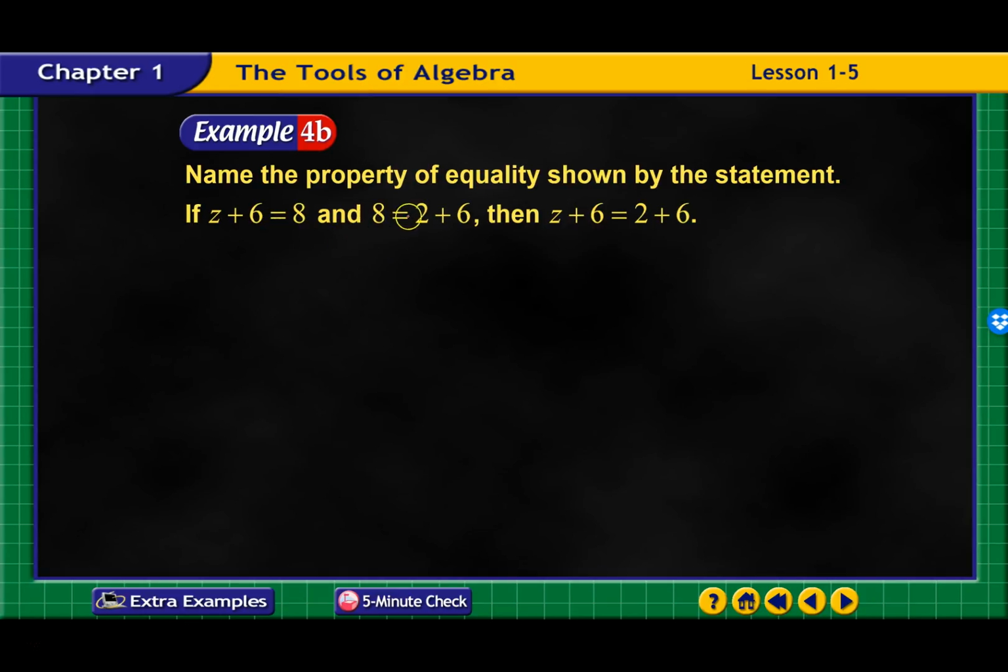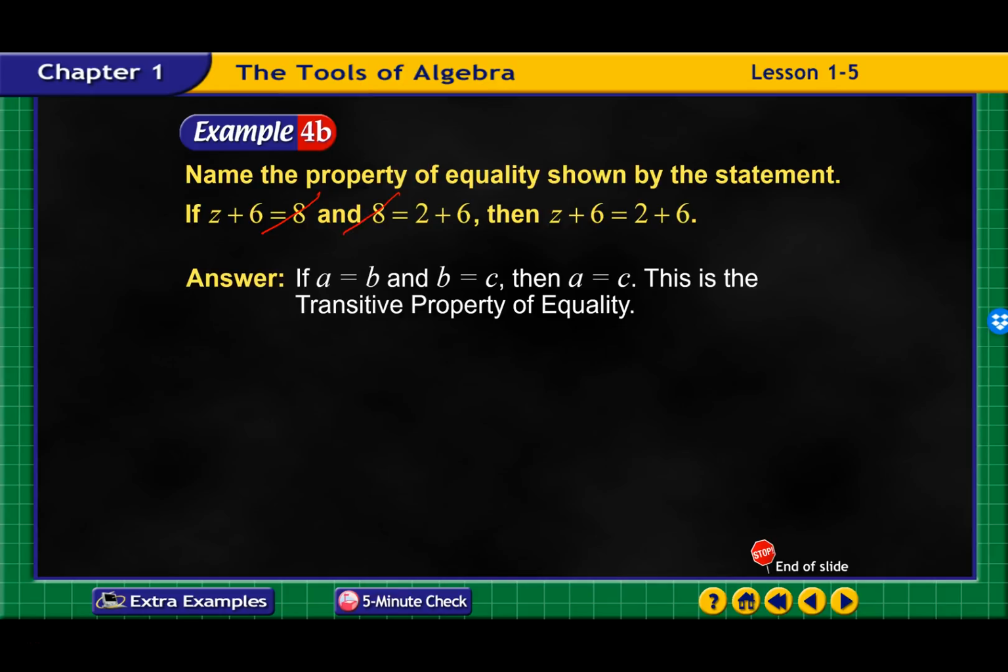Okay, so we look over here and ask, is there something that they both have in common? Oh, they have the 8. So this is the middleman one, so that would be transitive. Say A equals B, B equals C, cut out the middleman, A equals C.